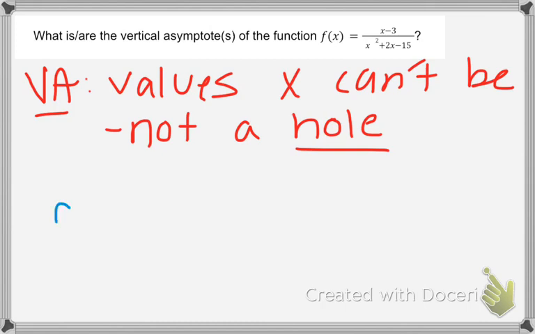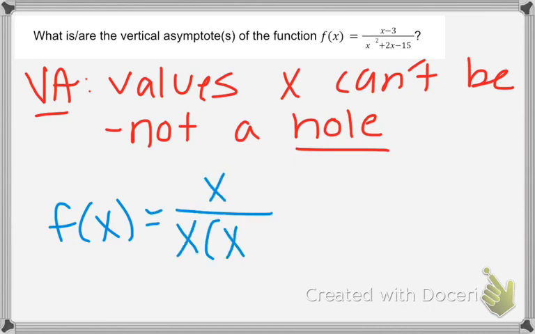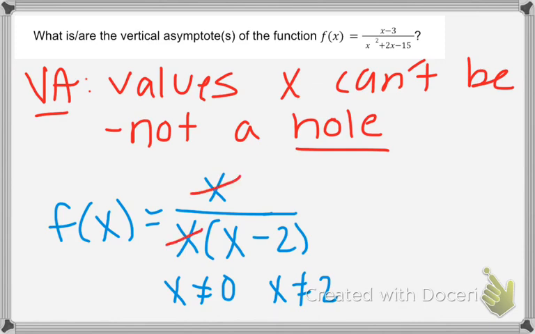So a little example would be if we had f of x equals x over x times x minus 2. If we set the denominator equal to 0, we get x can't be 0 and x can't be 2. But we can see that in the numerator and the denominator, we both have an x that can cancel out. That x is the one that gave us this x can't be 0.